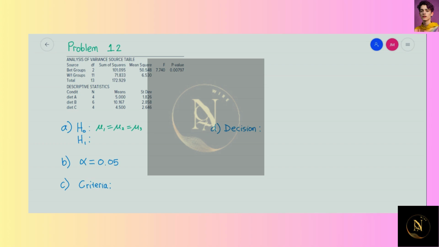And the null hypothesis states that all the 3 means are equal. The alternative hypothesis will state that at least one mean is different from the others.